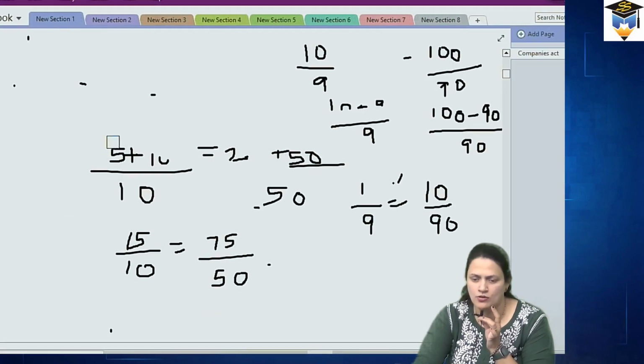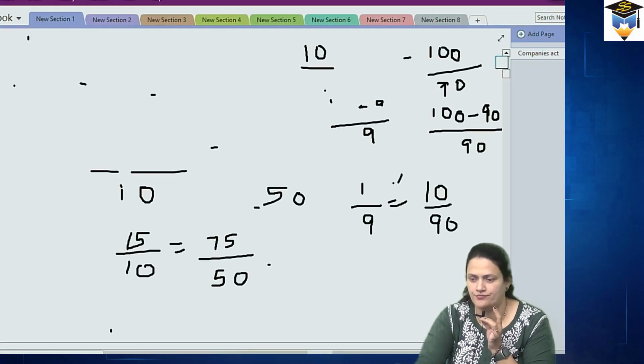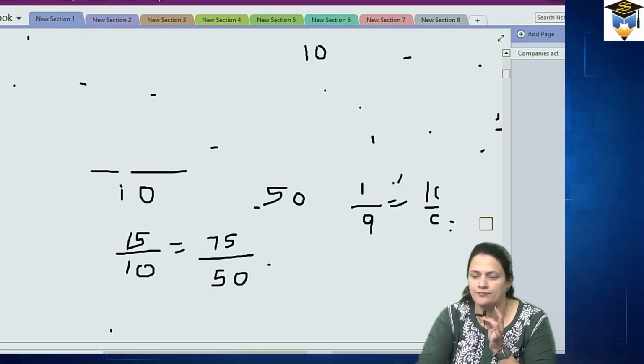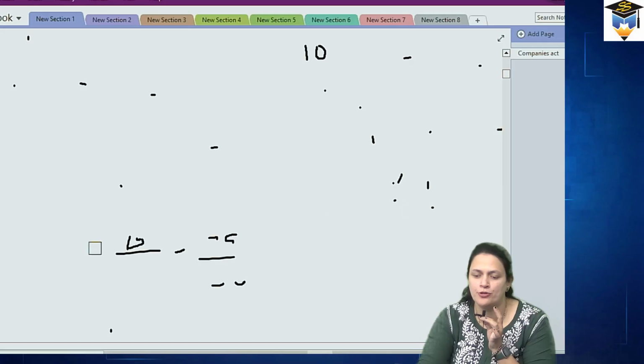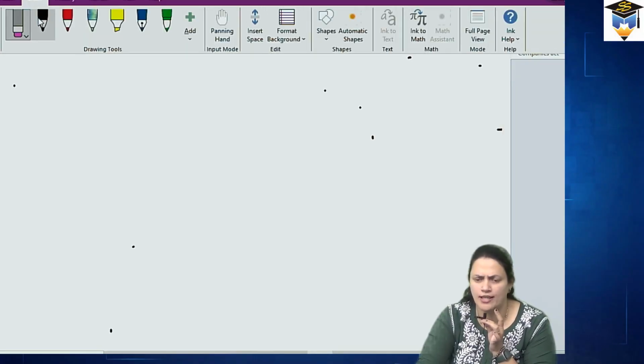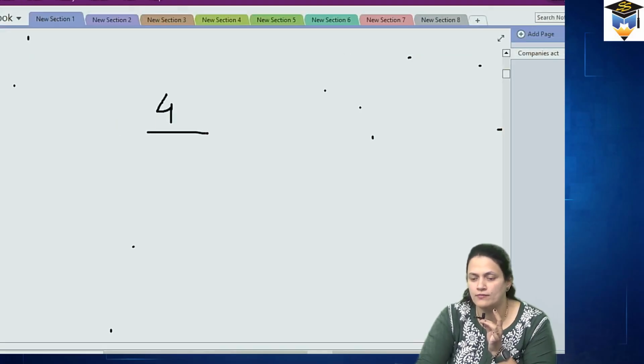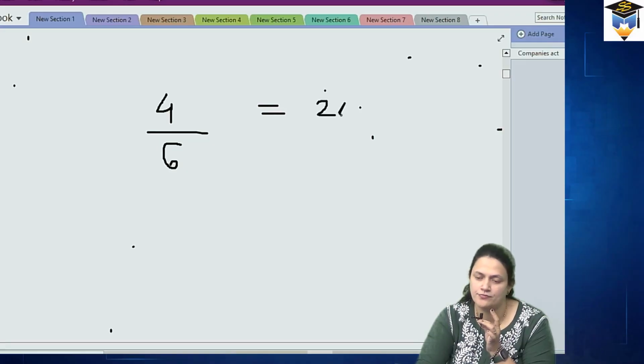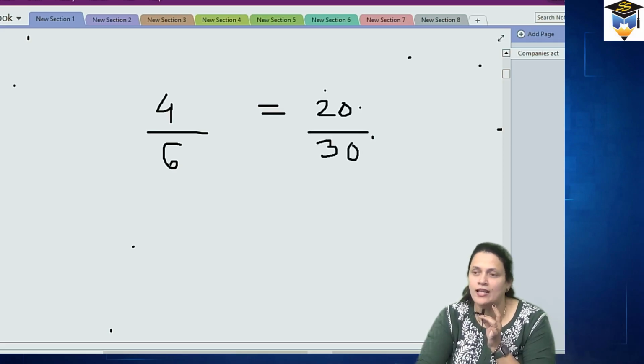So let us see if it is remaining like that or not. Let us take one example of two ratios that are in proportion. Can anybody tell me any example where two ratios are in proportion? Give me any example. Let's say if we take 4 upon 6, and this is equal to, they are in proportion. Let's apply componendo dividendo.